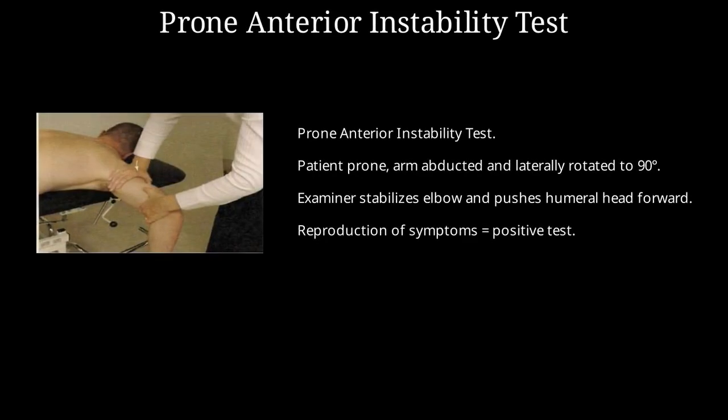The prone anterior instability test is performed with the patient prone, arm abducted, and laterally rotated to 90 degrees. The examiner stabilizes the elbow and pushes the humeral head forward. Reproduction of symptoms indicates a positive test.